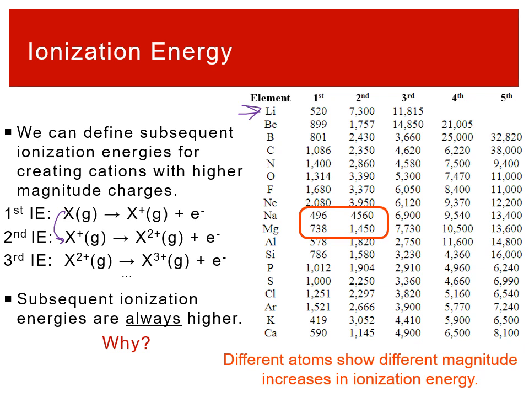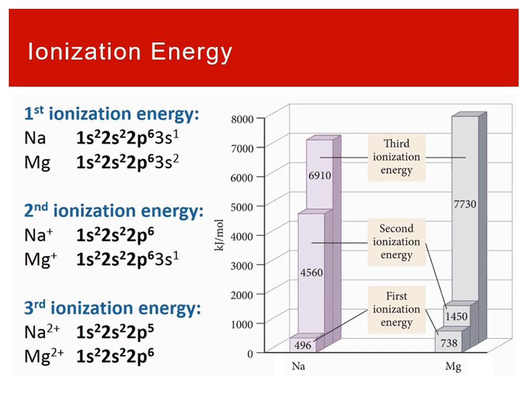And so there's different magnitudes, and if we look at any given pair of atoms, there's always going to be a difference in that magnitude of jump that we see. Sodium's is a lot higher to go from the first ionization to the second ionization. So in order to learn these jumps and what's going on, let's take a look at what sort of electron configurations these atoms and ions have.